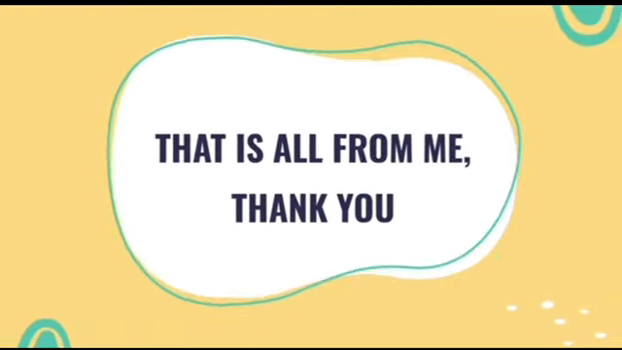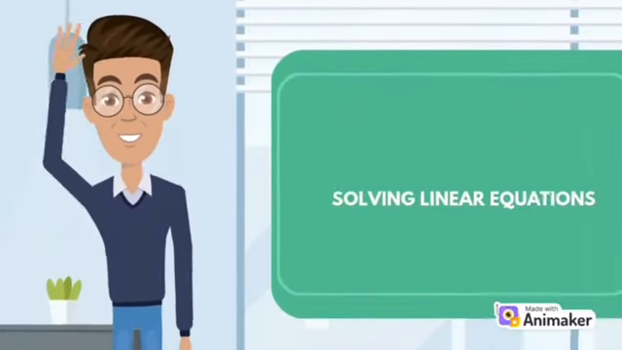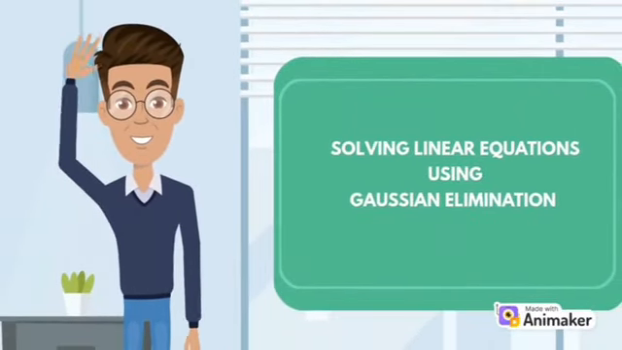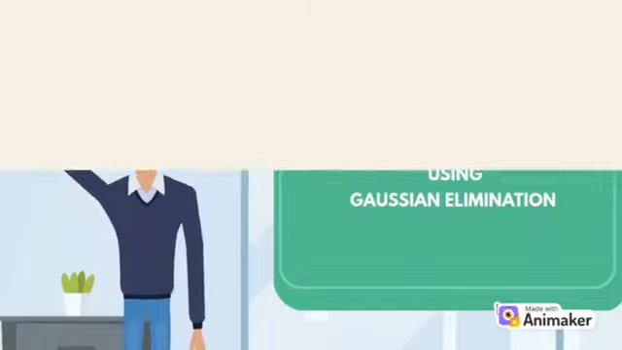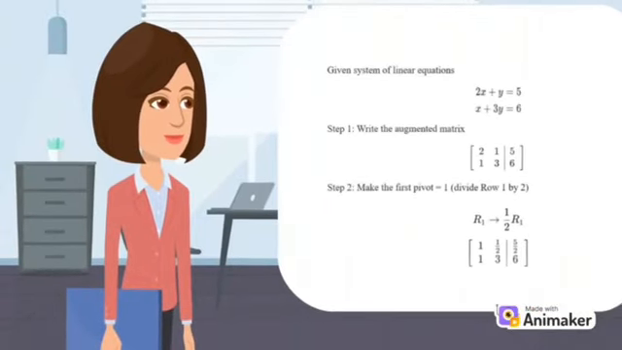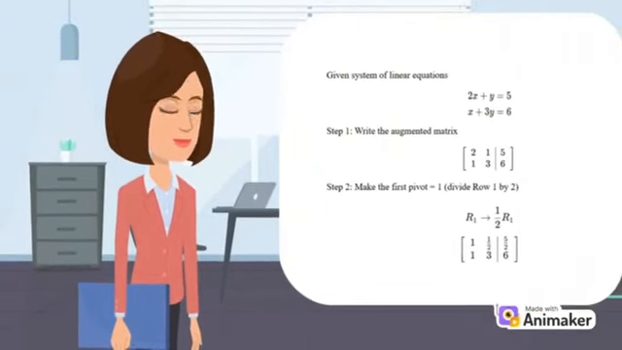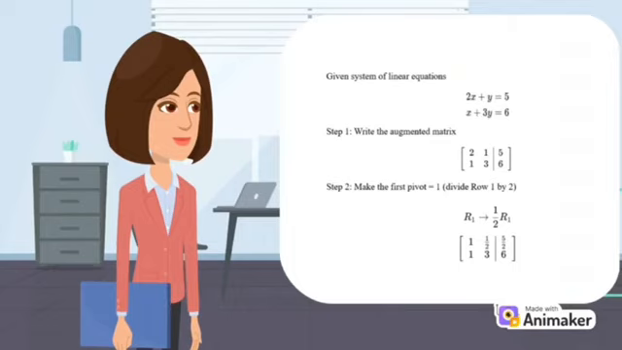Thank you. In this part, we will solve a system of linear equations using Gaussian elimination. First, we solve the system using the normal mathematical method. Convert the equations into an augmented matrix. Row 1 contains 2, 1 and 5. Row 2 contains 1, 3 and 6.